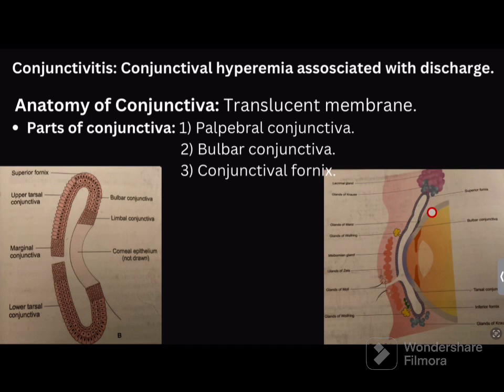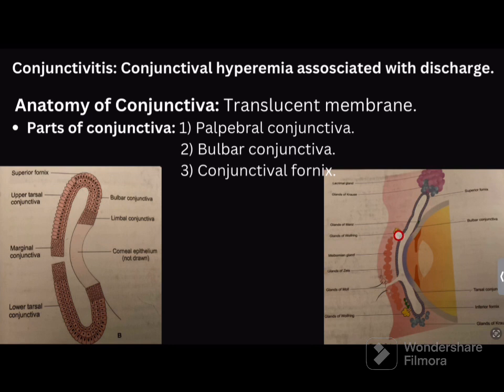Now, what will be your accessory lacrimal glands? The glands of Krause, right. Accessory lacrimal glands will be present near the lacrimal gland. So, this will be the glands of Krause. And you will have the glands of Wolfring here.